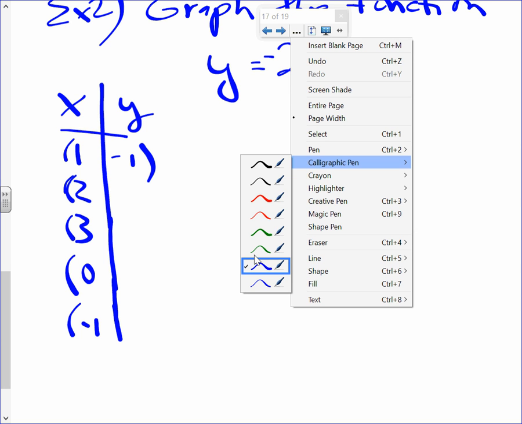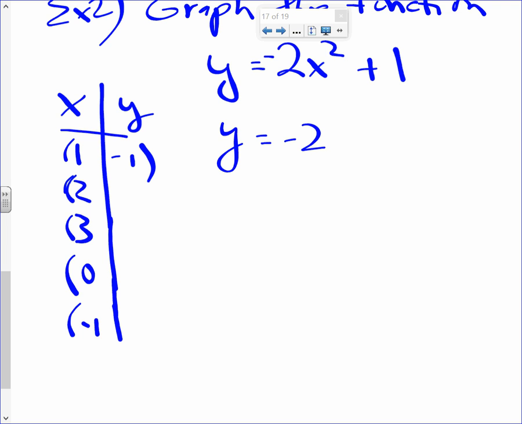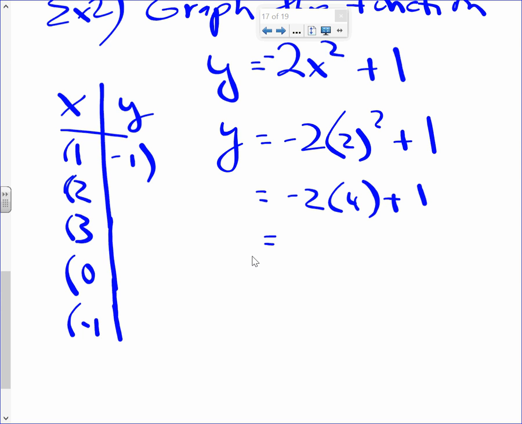y is negative 2 times 2 squared plus 1. Right, this is the next one in line, my next input. Exponent or multiplication? Nice. So 2 to the second power is 2 times 2. It becomes 4. Watch this, you guys. Stay with me. And I got a negative 8 plus a 1, because when you're multiplying, the signs are different, it's a negative. So that becomes negative 7. Awesome. We're rocking and rolling.